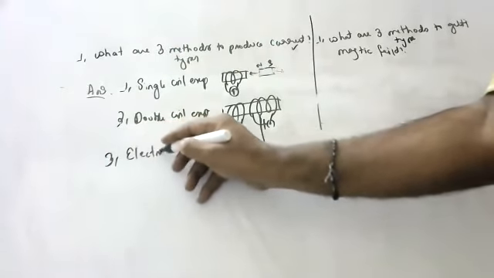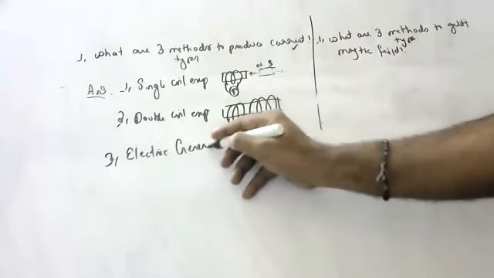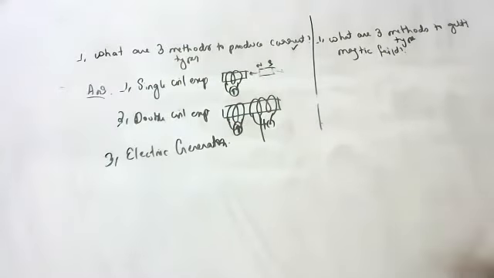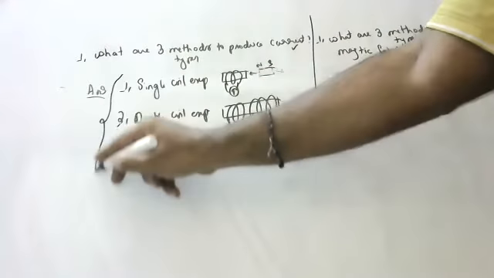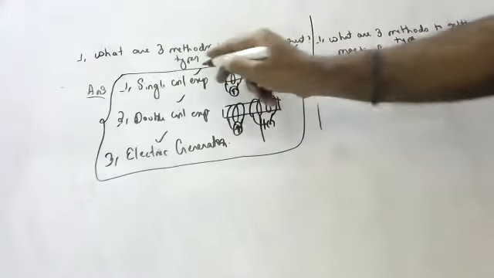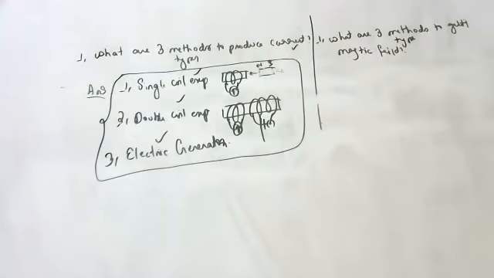Electric generator. These are three methods of producing current. The single coil experiment we studied, the double coil experiment we studied, and the electric generator also we studied. These are the three methods to produce current in circuits.